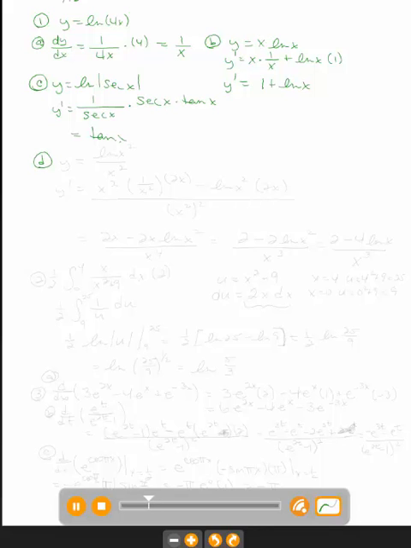Part D, we're going to use a quotient rule on this one, with the chain rule embedded inside it. So it is the bottom times the derivative of the top, that would be 1 over x squared times the derivative of the junk, minus the top times the derivative of the bottom, all over the bottom squared.